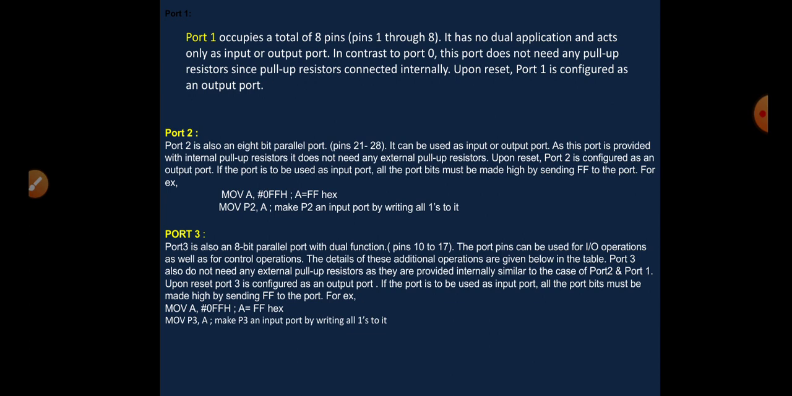Then we have port 3. So port 3 is also an 8-bit parallel port with dual functions. The port pins can be used for IO operations as well as for control operations, right? So port 3 does not require any external pull-up resistors, as they are provided internally, similar to the ports of port 2 and port 1. Upon reset, port 3 is configured as output port. If the port is to be used as input port, then all the port bits must be made high, right?